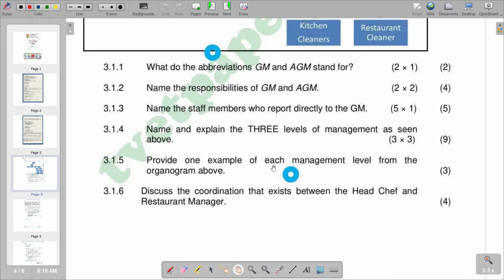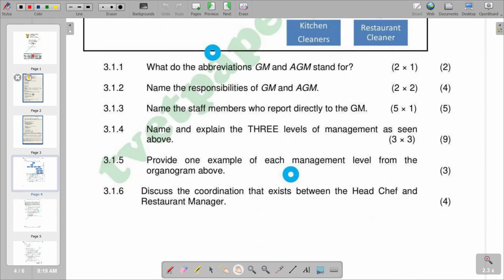Then if you look at the restaurant manager now, they make sure the premises run smoothly and that customers are satisfied, including hiring and training restaurant staff. That's the restaurant manager. So we are trying to come up with the coordination that exists between the two, but they are actually interlinked and support each other.